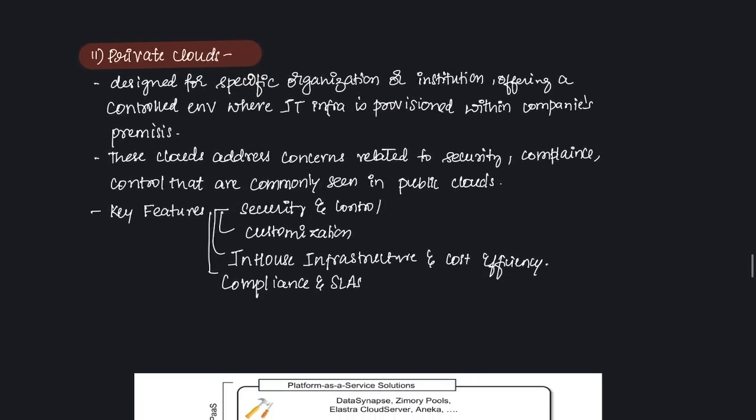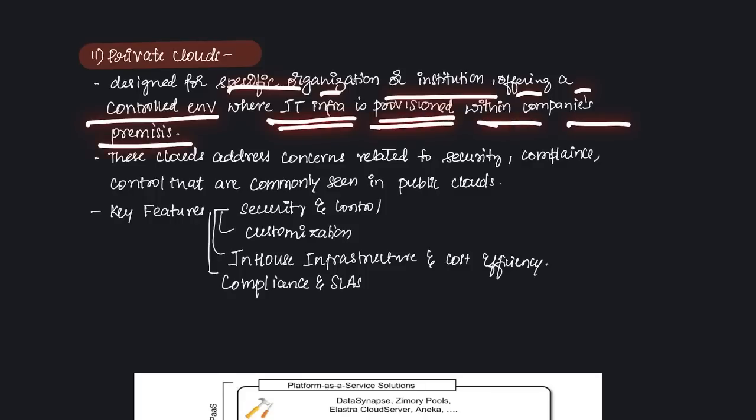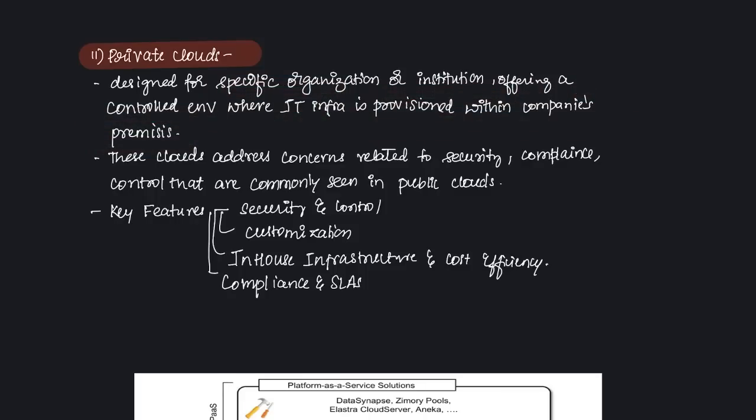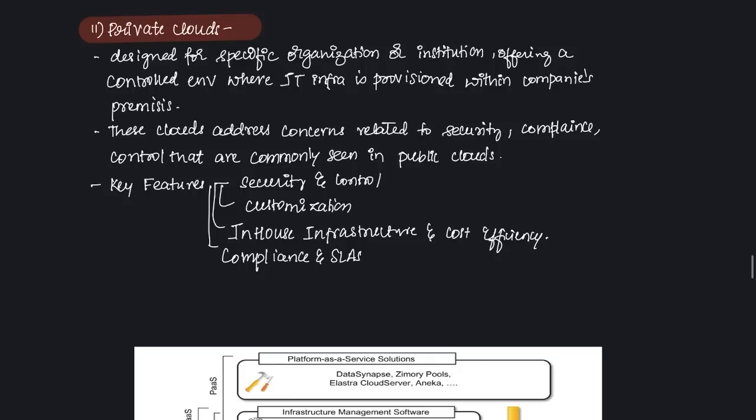Next, we have the private cloud. Private cloud is a slightly upgraded version of the public cloud. This is made for a specific organization or institution, offering a controlled environment where the IT infrastructure is provisioned within the company's premises. So if you have issues related to security, compliance, control, then you can go with the private cloud. These clouds address concerns with security, compliance, control. Looking at the key features, the first one we have is security and control.